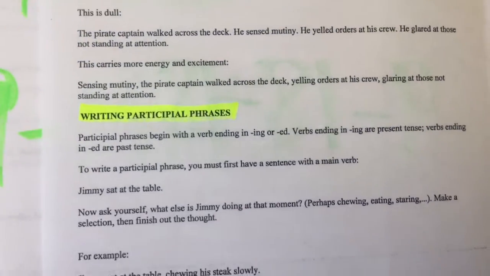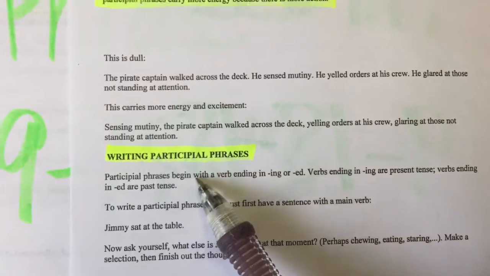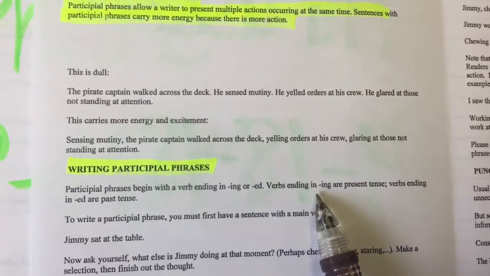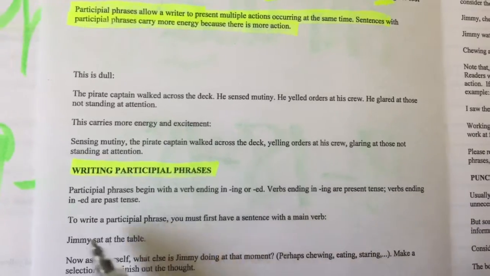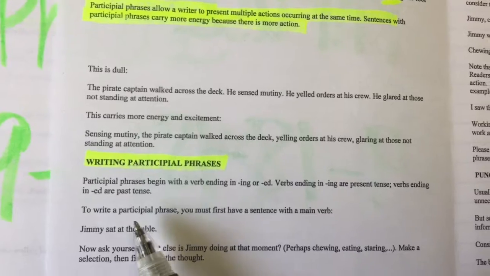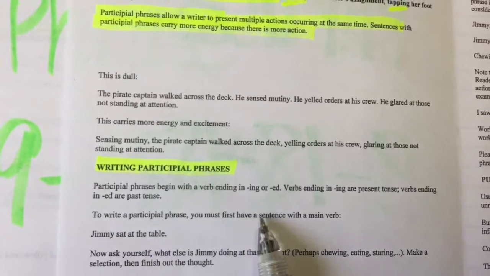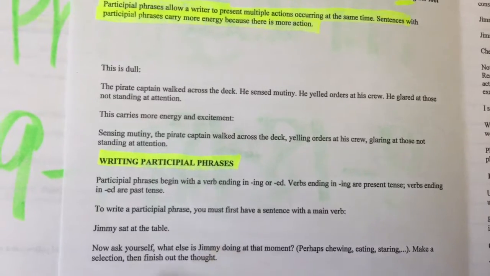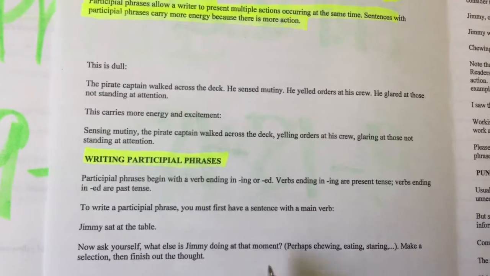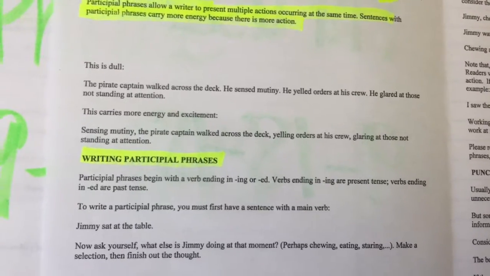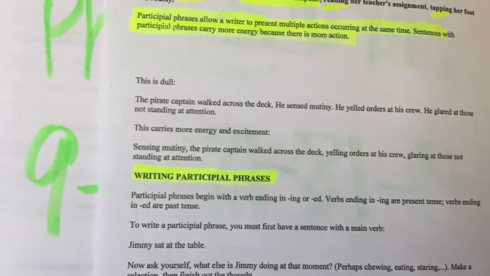Writing participial phrases. Participial phrases begin with the verb ending in ing or ed. Verbs ending in ing are present tense, verbs ending in ed are past tense. We talked a little bit about this before. To write a participial phrase, you first have to have a sentence with the main verb. Jimmy sat at the table. Now ask yourself, what is Jimmy doing at that moment? Is he chewing? Is he eating? Is he staring? Then make a selection, then finish the thought.